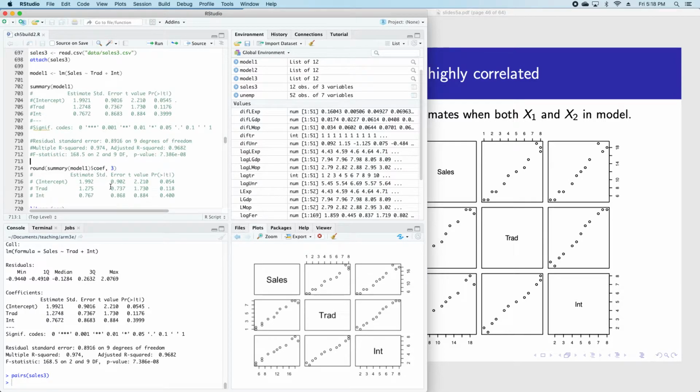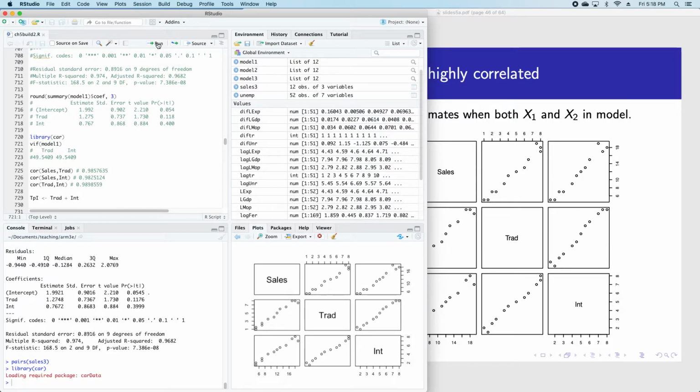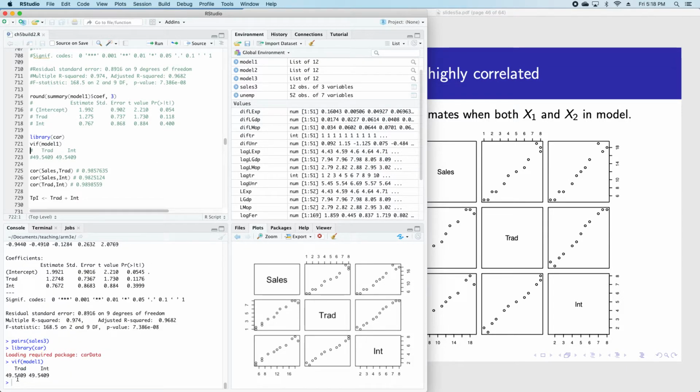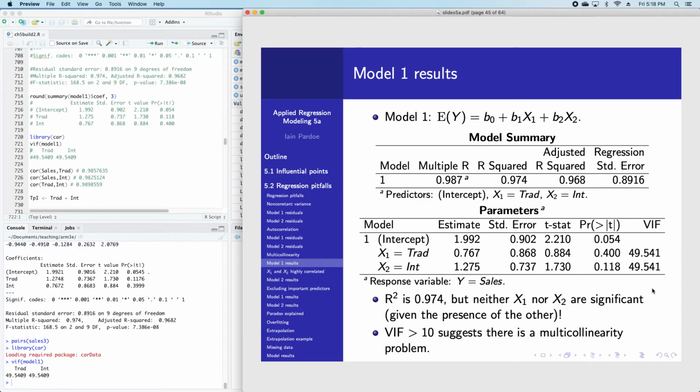Another way to identify it is to calculate the variance inflation factors. The variance inflation factors are 49.5 for each of those predictors, which is way above our rule of thumb threshold. Anything above 4 is potentially going to be a problem. Anything above 10 is almost certainly going to be a problem. So here, these two variance inflation factors have almost certainly got an issue with multicollinearity.